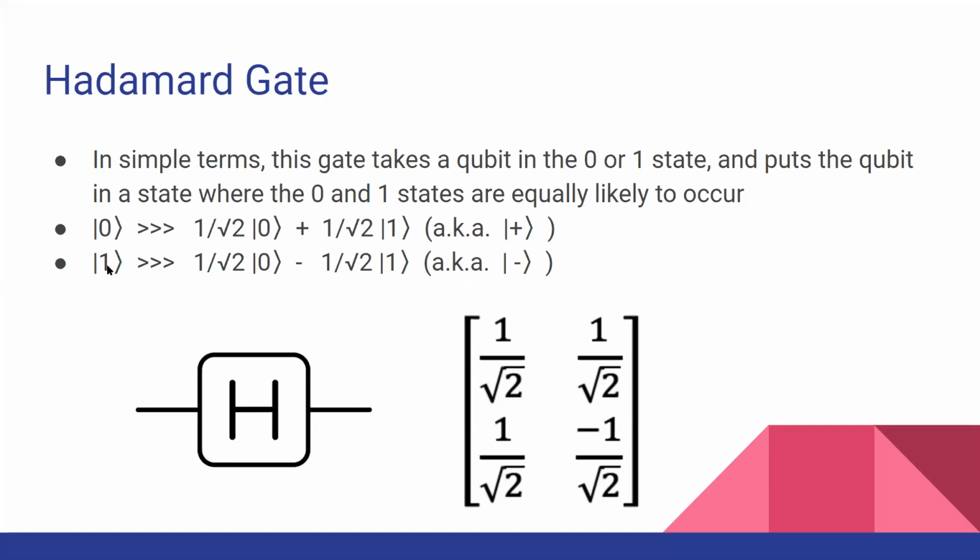If we feed it the 1 state, it'll be almost the same, except the probability amplitude for the 1 state is negative. We call this one the negative state. And here's what the Hadamard matrix looks like. It's 1 over root 2 in every entry. The only exception is that the bottom right entry is -1 over root 2.